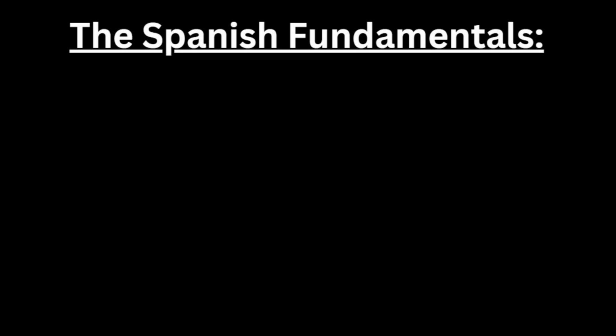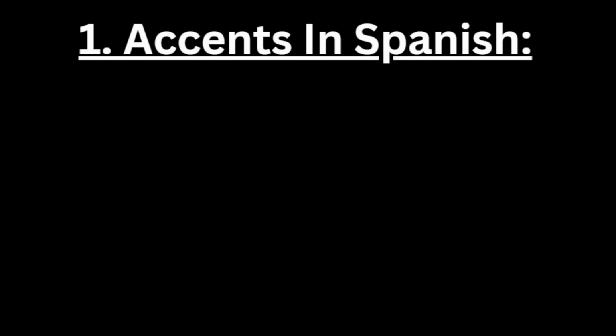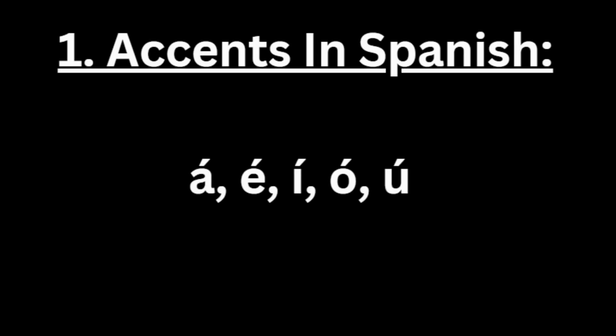Here's what I'm going to begin with. Accents, question words, prepositional words and adverbs, pronouns, days of the week, months, seasons, time words, and numbers. Number 1, accents. Accents in Spanish essentially help to indicate which syllable of a word should be stressed when spoken out loud. The accents are placed above vowels, and whenever you say them, you put the emphasis of the sound on that vowel. Personally, I've seen many students struggle with this because they just pronounce things as they wanted without using the syntax correctly.